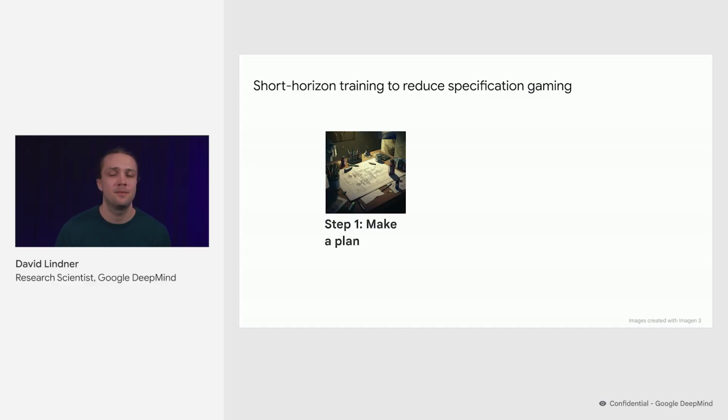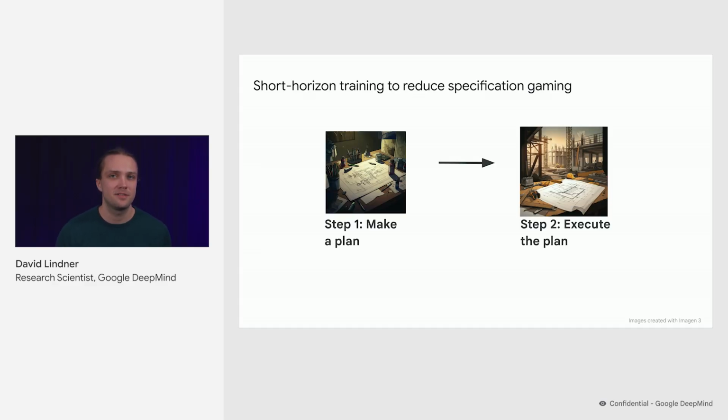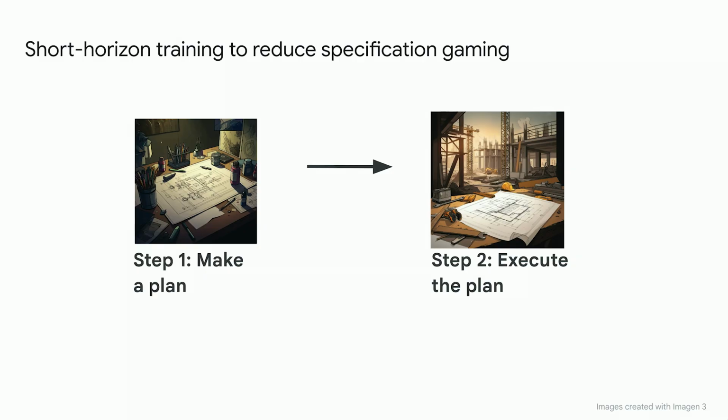Next, I want to talk about short horizon or myopic training. A lot of tasks can be naturally split into different steps, such as making a plan and then executing the plan. So we could train agents to solve such tasks completely end-to-end, but the downside of this is that it can lead to incentives to make deceptive plans that look good at first, but actually enable the AI to exploit you in the future. This is a type of long-term specification gaming.